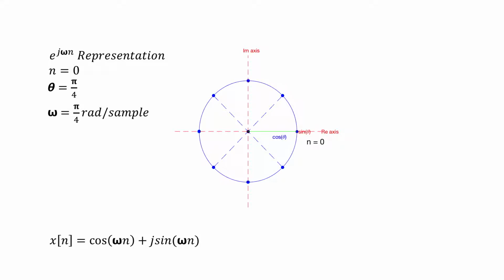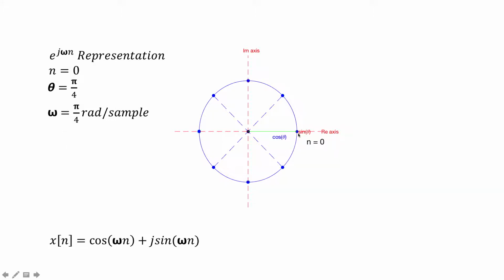This figure shows the complex exponential signal sequence x of n is e raised to j omega n, which can also be represented as x of n equals cos omega n plus j sin omega n. Here n is the sample index and omega equals pi by 4 is the angular frequency.